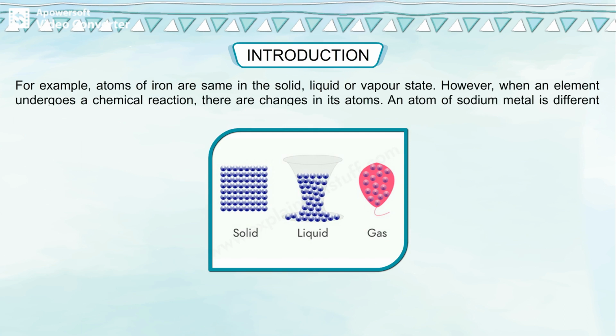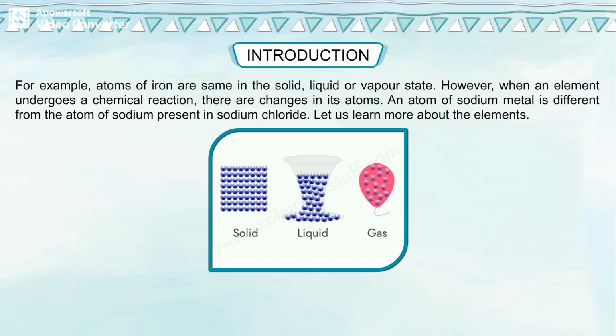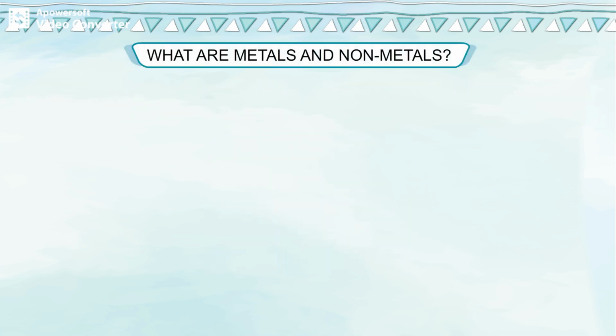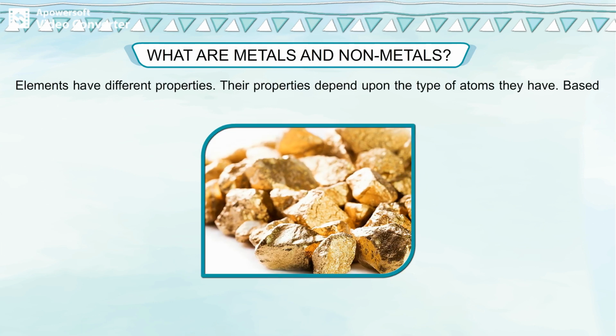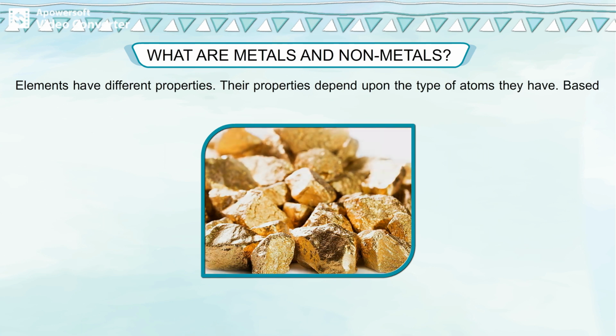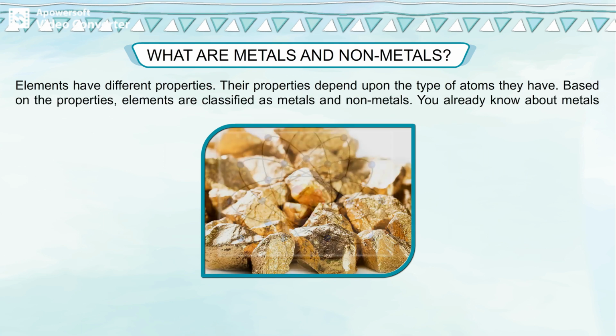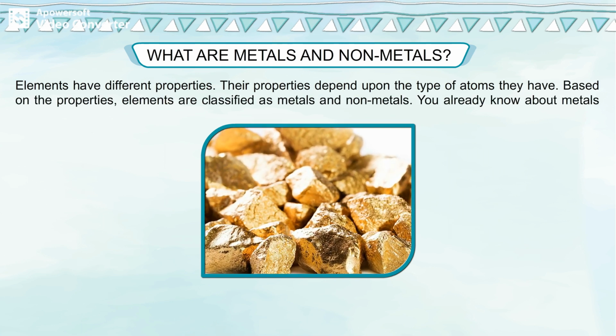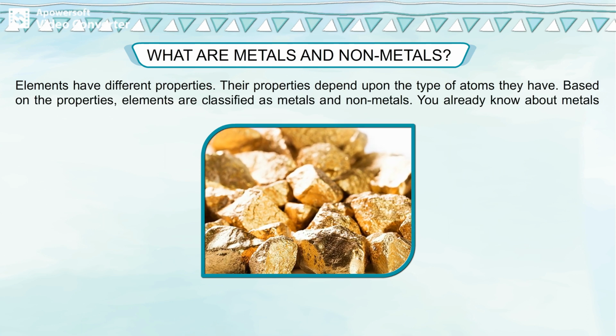However, when an element undergoes a chemical reaction, there are changes in its atoms. An atom of sodium metal is different from the atom of sodium present in sodium chloride. Let us learn more about the elements. What are metals and non-metals? Elements have different properties. Their properties depend upon the type of atoms they have. Based on the properties, elements are classified as metals and non-metals.